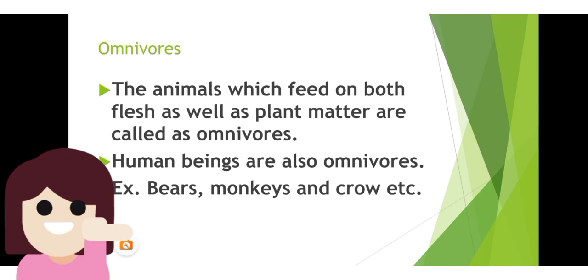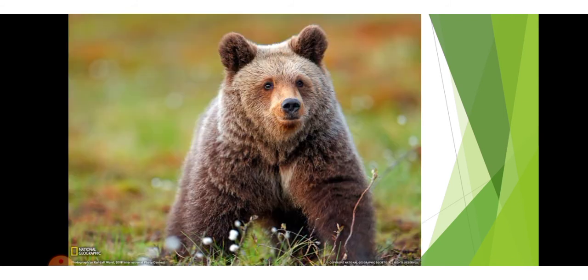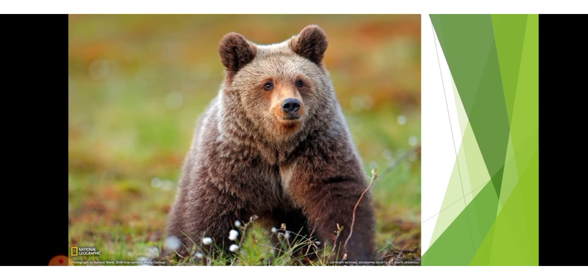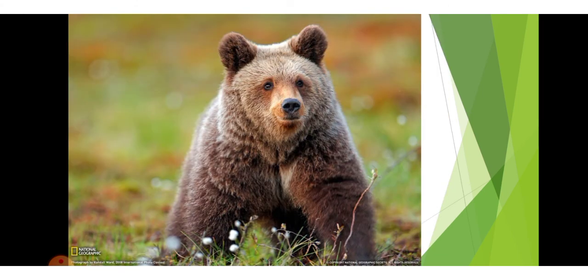Next are omnivores. What do we mean by omnivores? The animals which feed on both flesh as well as plant matter are called omnivores. Human beings are also omnivores. Examples: bear and monkey. Mammals like grizzly bears and human beings, and birds like crows and woodpeckers, are all omnivores. Omnivores survive well in many environments because they eat both plants and animals. Many omnivores have front teeth which help them rip into meat and bite into fruits and vegetables. Molars help them grind up meat and chew their food.